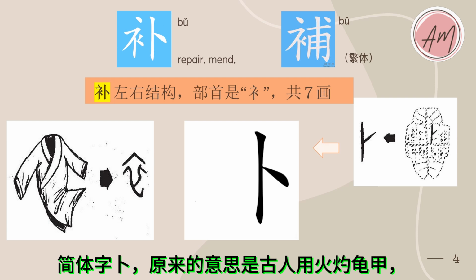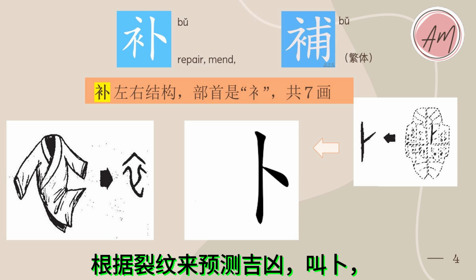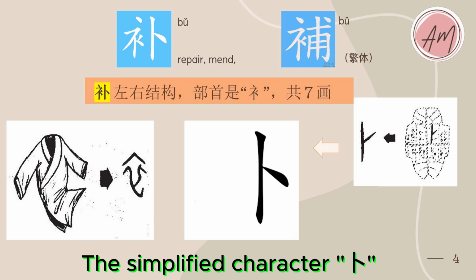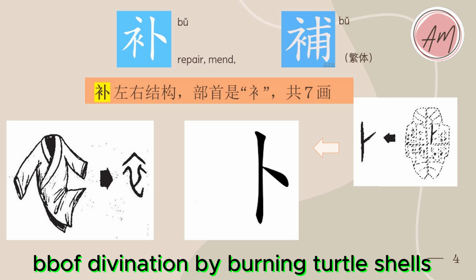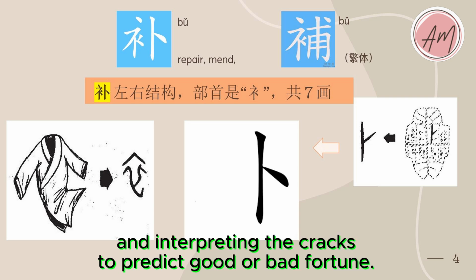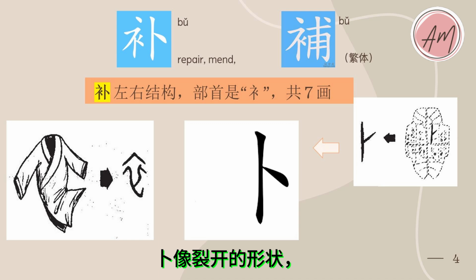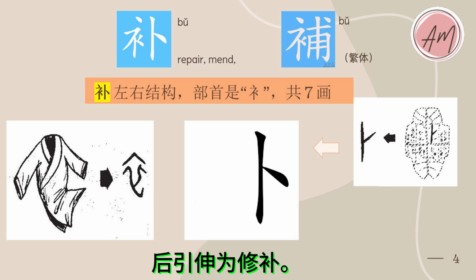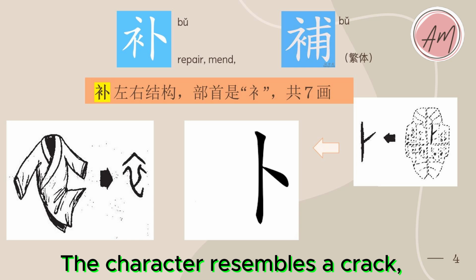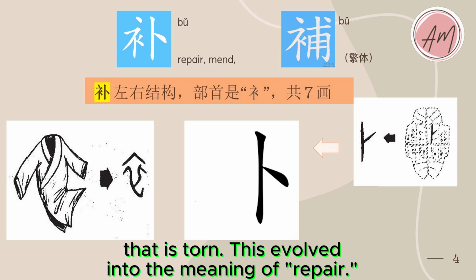简体字补，原来的意思是古人用火灼龟甲，根据裂纹来预测吉凶，叫补。 The simplified character 补 originally referred to the ancient practice of divination by burning turtle shells and interpreting the cracks to predict good or bad fortune. 补像裂开的形状，在这里表示衣服裂开了需要补上，后引申为修补。 The character resembles a crack, symbolizing the need to mend something that is torn. This evolved into the meaning of repair.